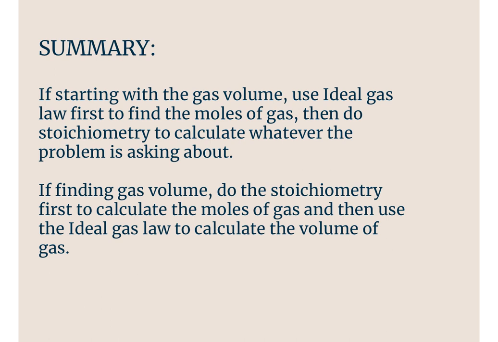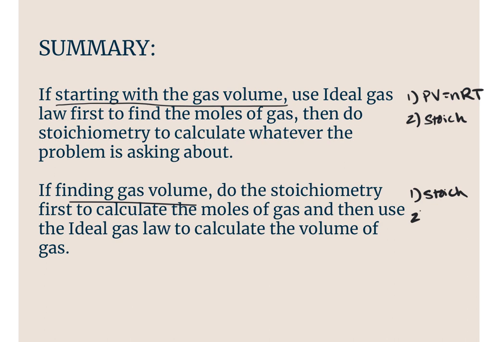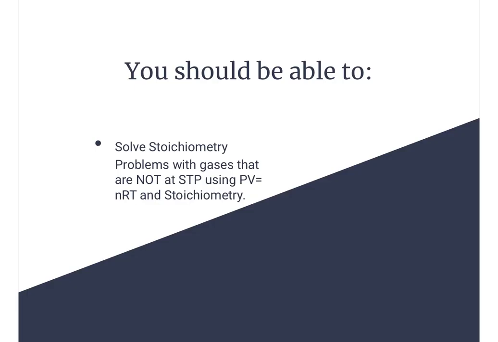So to recap, if you're starting with the gas volume, first you do PV equals nRT, then you do stoich. Okay? If you're finding the gas volume, first you do stoich, then you do PV equals nRT. Okay? So hopefully by this point you're now able to solve these problems when we're not at STP. So when we can't use that nice conversion factor, how do we work around it? And this is how you do it.